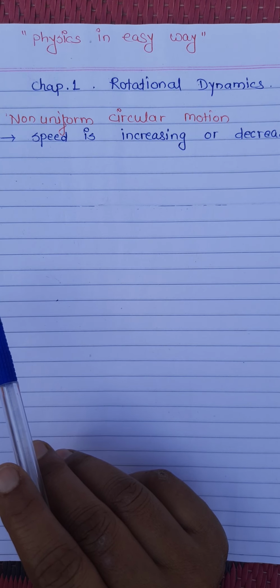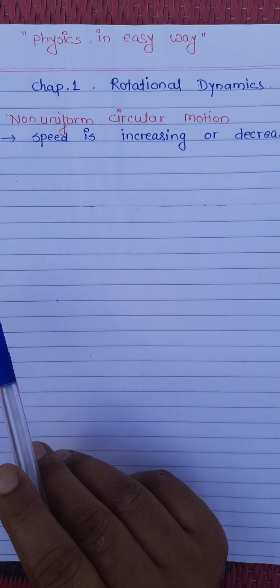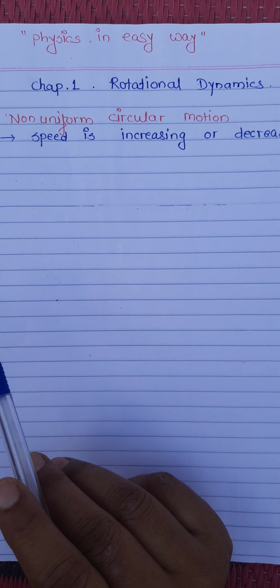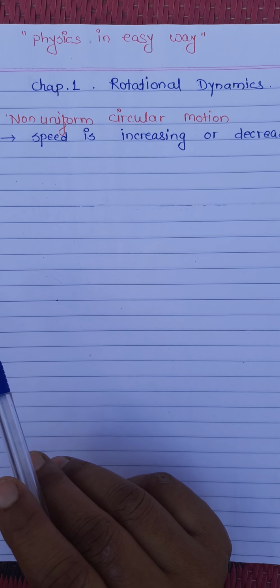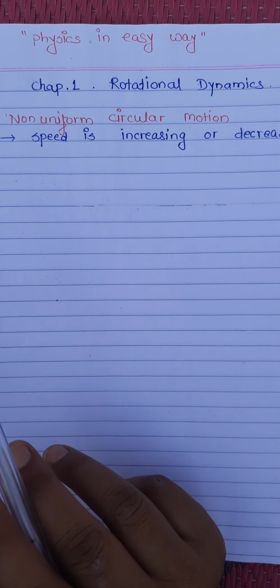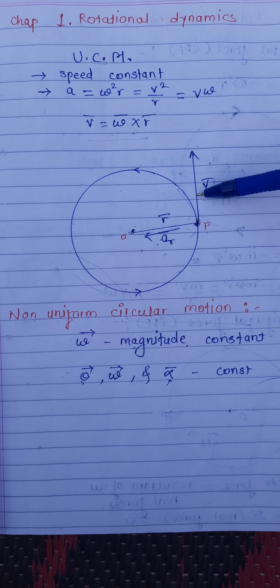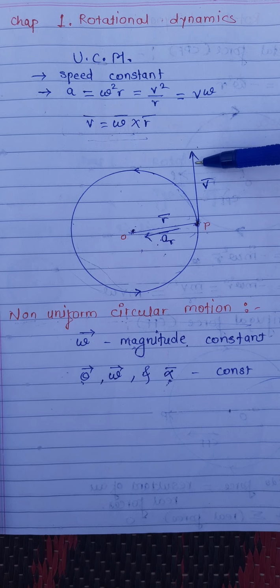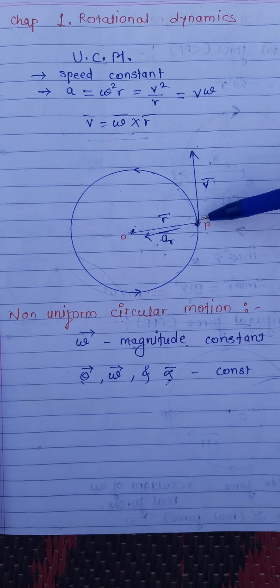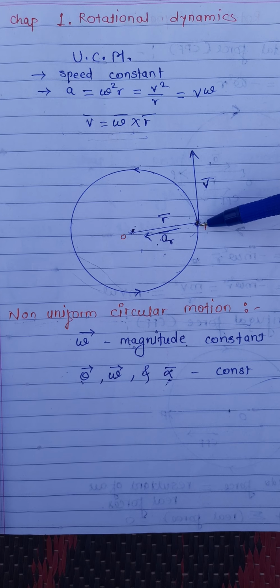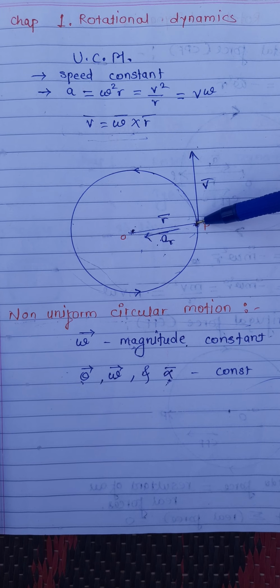The question is, what will be the direction of the velocity in the non-uniform circular motion? It remains the same as it is in the uniform circular motion. It is directed tangential to the circular trajectory. Means the direction of velocity is again in this format. Means it is tangential to the position of that particle on the circumference of the circle. This is the position of the particle during motion.